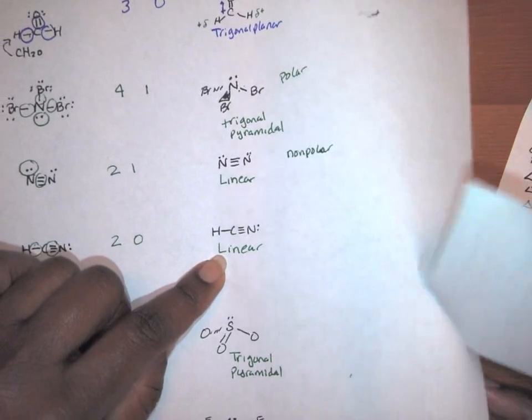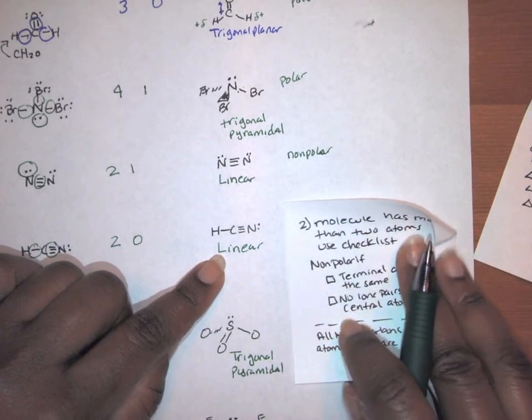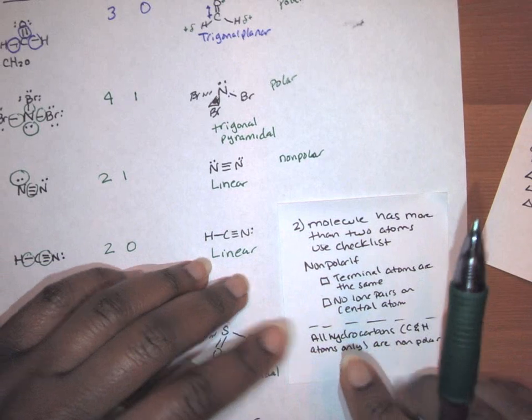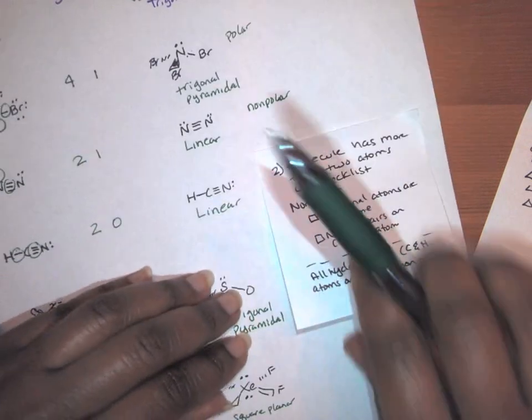Here we have a molecule with more than two atoms, so we'll go back to our checklist. All right, are the terminal atoms the same? No, they're different. So automatically this is polar. I couldn't check off any of these things here.